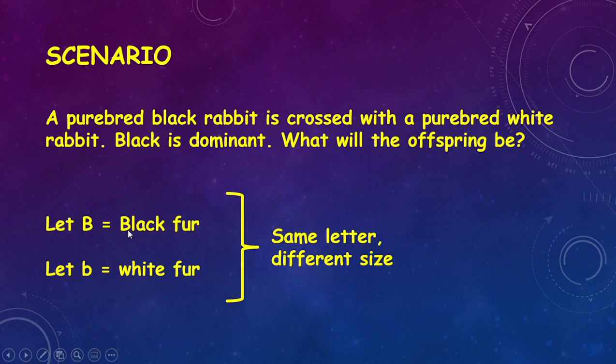I don't use B for black and W for white. And the fact that I use B, I can use any letter. It doesn't have to be related to the actual condition itself. Remember, this is a variable. You can assign whatever you want to it. But you must keep the two letters the same. You can't have a B and a W, because then you are showing different genes, because they represent different things.